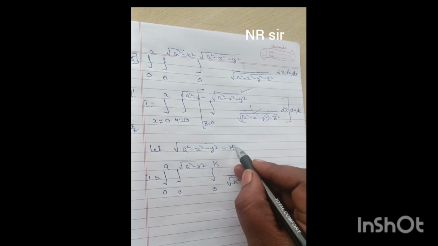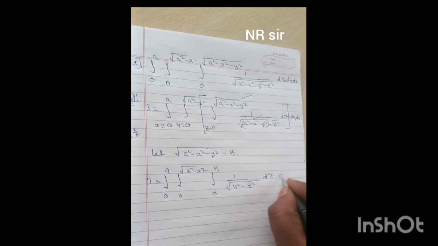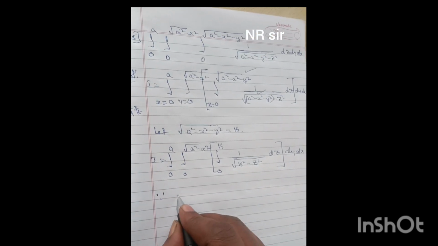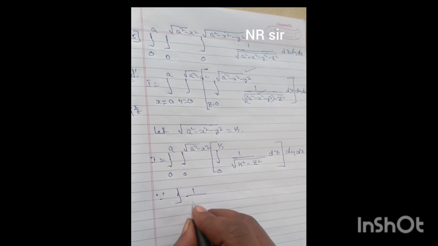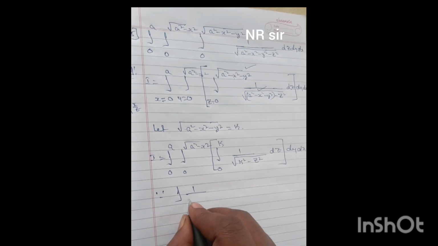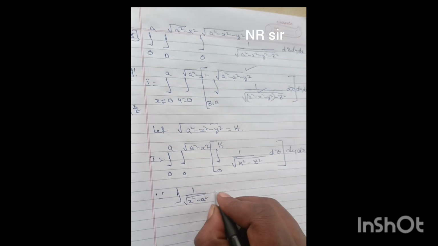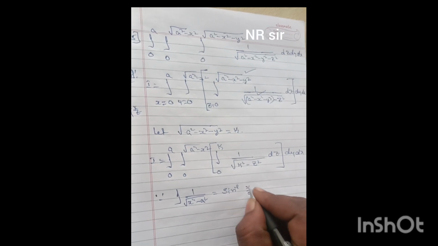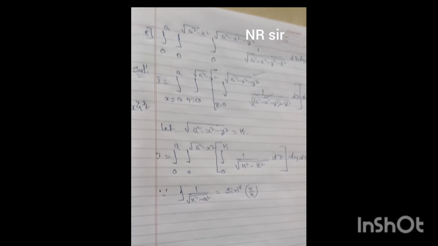Square root, if you send that side, it will become 2. So now this is dz dy dx. Now we know the formula for this. What is that formula? Integration of 1 divided by the square root of x square minus a square, which will become sin inverse of x by a. By using that formula, let us solve this one.